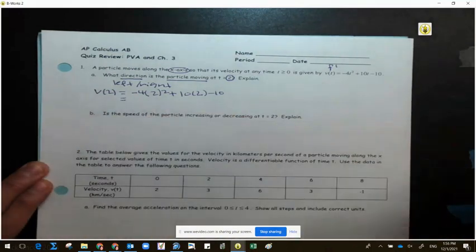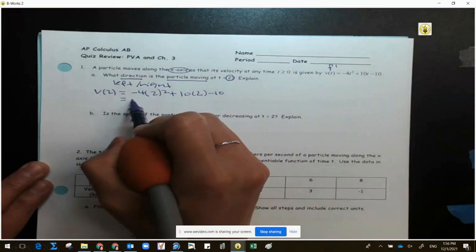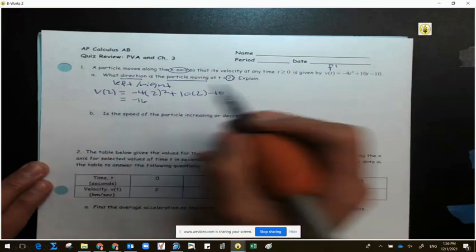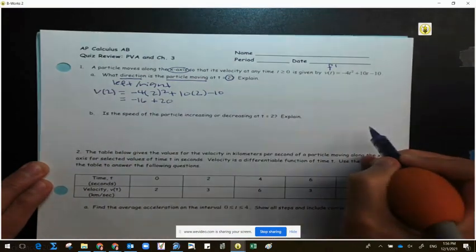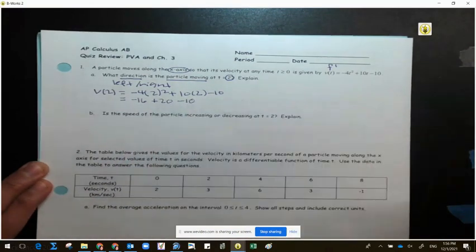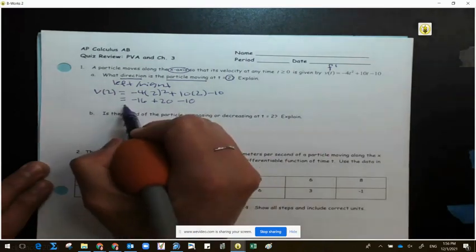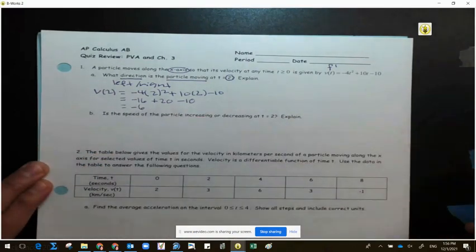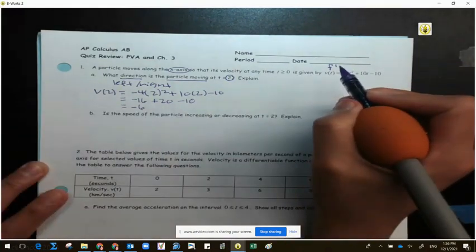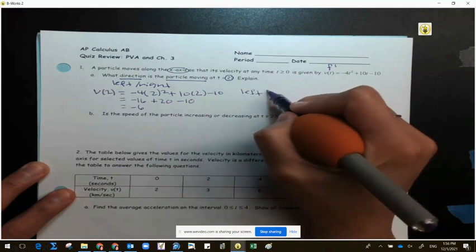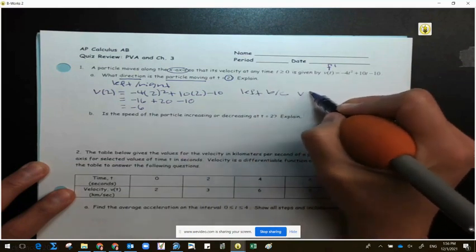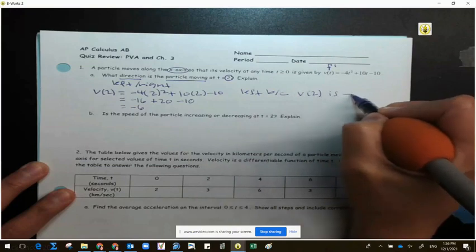When I do the math, the first one is going to give us negative 16. And then the second one is going to give us plus 20. Is that right? And then we have minus 10. So our final answer will be negative 6. So our velocity is negative. So are we going left or right? Left. So let's write left, and that is because V of 2 is negative.